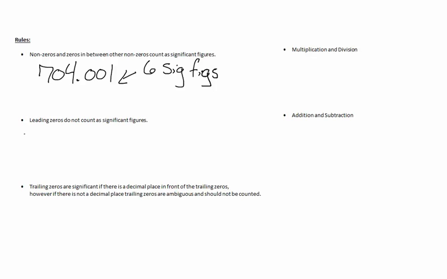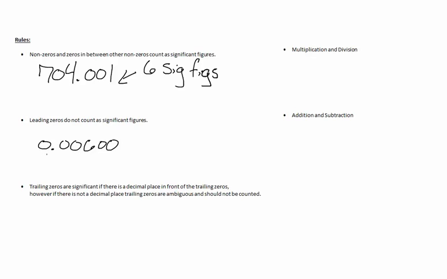So another rule that applies to significant figures is that leading zeros do not count as significant figures. So this means do not count the leading zeros before the first non-zero number. So let's look at an example where this rule applies. We have 0.00600. And if we were to count the significant figures, we are not going to count the leading zeros.